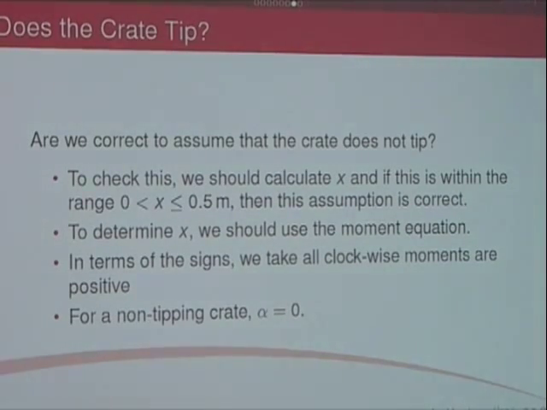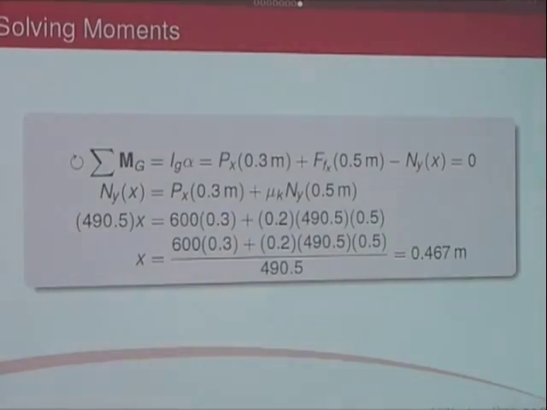And so, to determine x, we should use the moment equation, which we had initially. The sum of all the moments equals I times alpha. Okay, in terms of signs, we need to think of a convention. And the convention that I'm using in this example is that all the moments in the clockwise direction are positive, all the moments in the anti-clockwise direction are negative. And for a non-tipping crate, we're assuming that the crate doesn't tip, so alpha, the angular acceleration, is going to be 0. Okay? And so we apply our moment equation. We've got the sum of all the moments equals I times alpha. Okay, well that's going to be 0 at the end there.